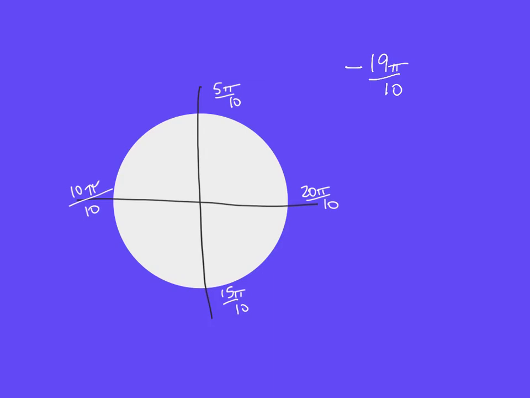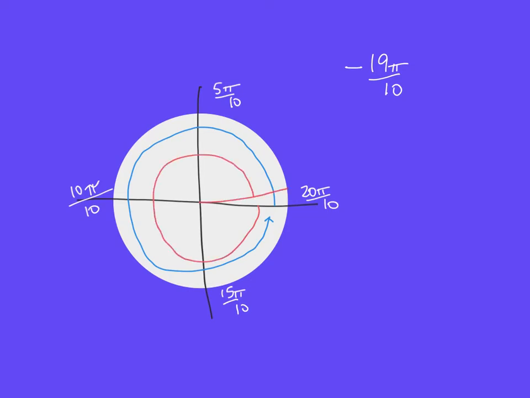Now, if I did this in the positive direction, right? If I started here and went in the positive direction, I'd go all the way around and almost make it all the way around, right? I'm so unbelievably close to 20 pi over 10. I just have to do this in the negative direction. So if I go negative the same amount, I end up over here. This is what negative 19 pi over 10 looks like. And this teeny tiny little angle is the reference angle.